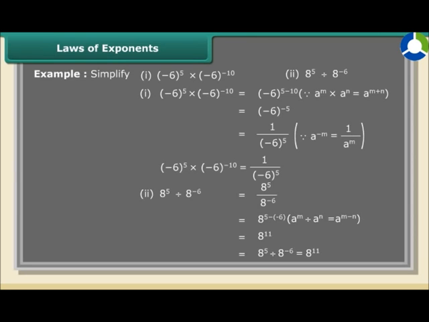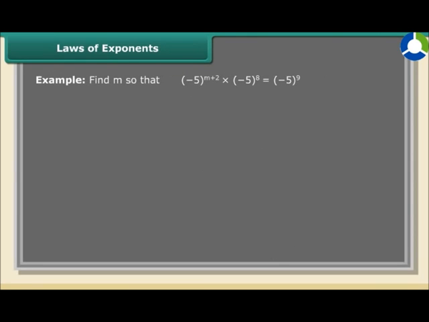Example: find m so that (-5)^(m+2) into (-5)^8 is equal to (-5)^9. Solution: (-5)^(m+2) into (-5)^8 is equal to (-5)^9.